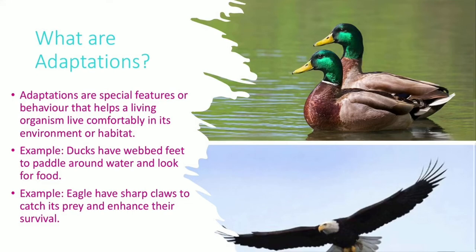And another example is that eagles have sharp claws to catch their prey and enhance their survival. So in this, as you can see an eagle over here, it is called a structural adaptation because it has structured sharp claws that help to catch its prey. Of course, an eagle is a carnivore, so it eats meat and hunts other animals. So these sharp claws help the eagle to catch their prey and eat their food, whatever they want. It enhances their survival.